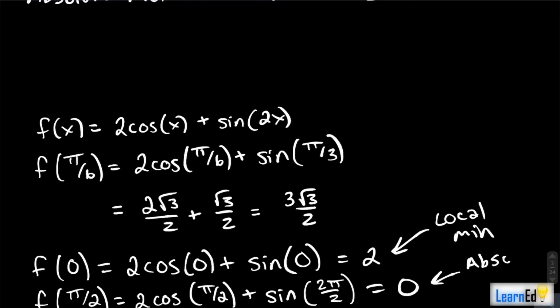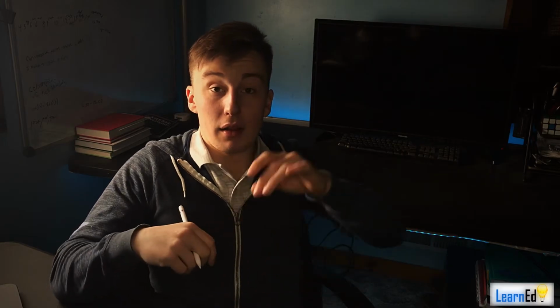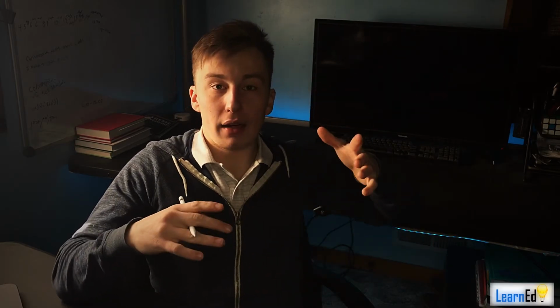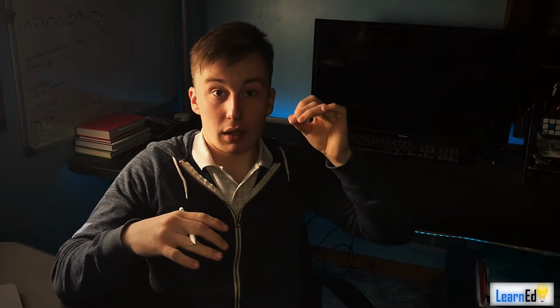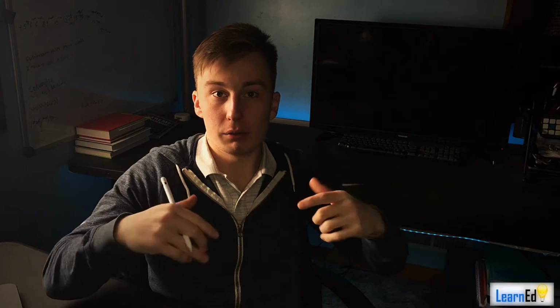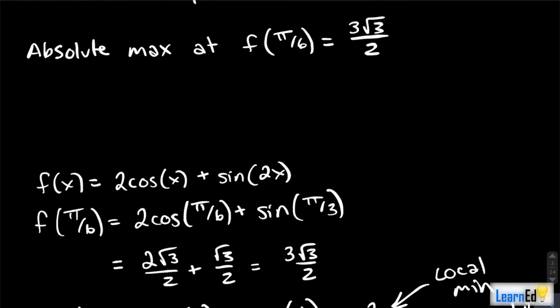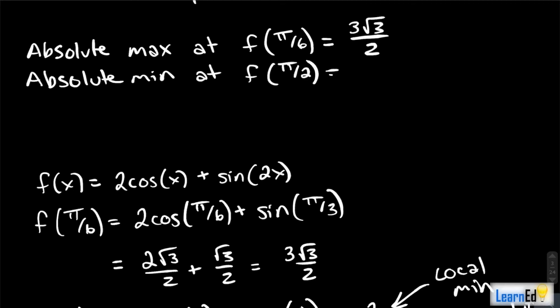The reason why is because it's lower, right? It's lower, so that's the lowest point on your interval. Okay, the highest point on your interval, though, that would be the pi over 6 point. We know that's a max, and that's the only max on that interval, so that's the absolute max. Okay, so now we can just write this down. So we can write down that we have an absolute min at f of pi over 2 equals 0.